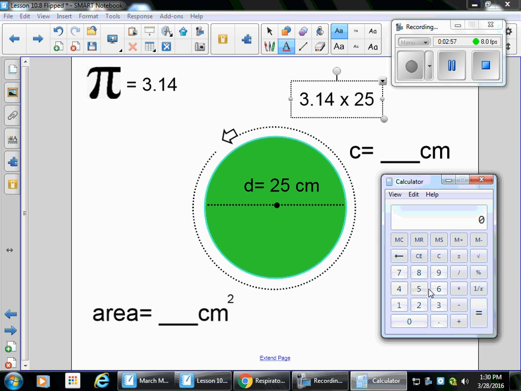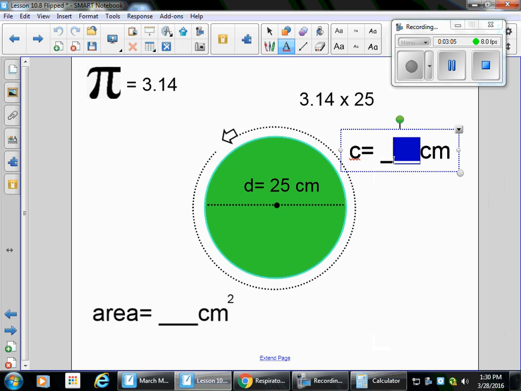Let's use a calculator to speed this up. 3.14 times 25 equals 78.5. That is my circumference. Now it's perimeter, so we don't have to do centimeters squared. Now what is the area of this circle?